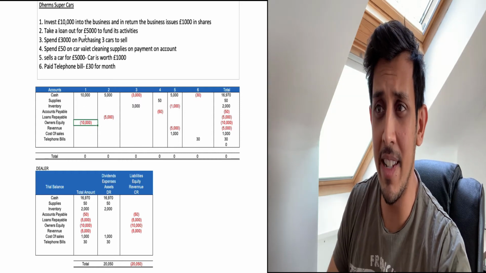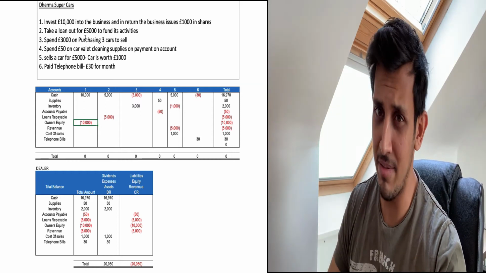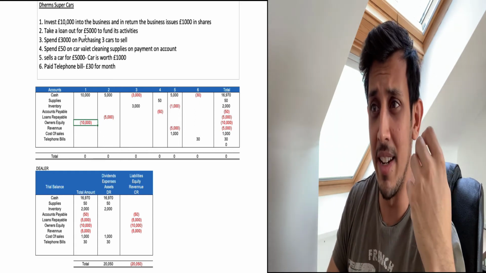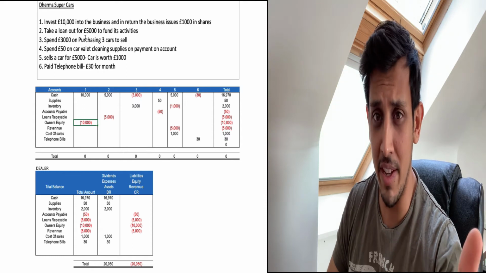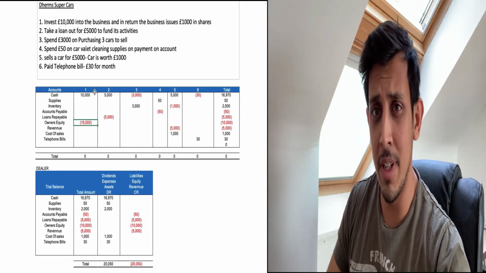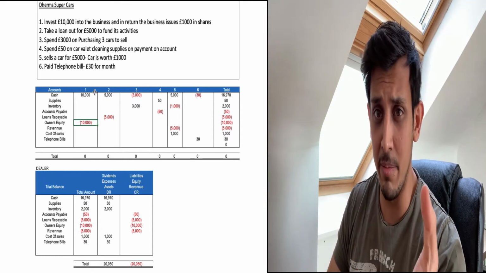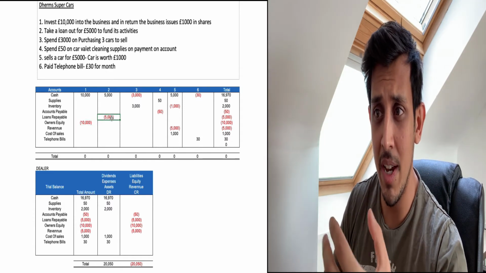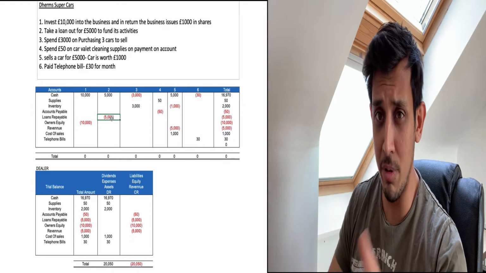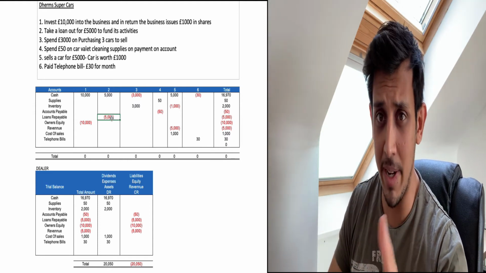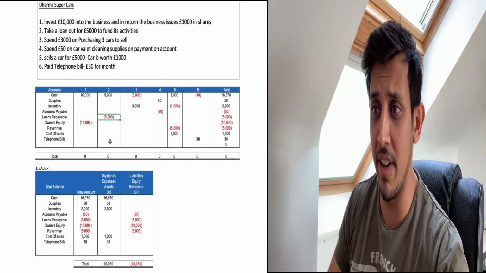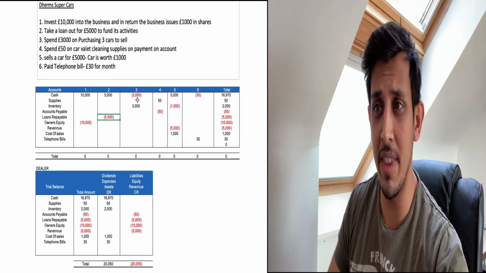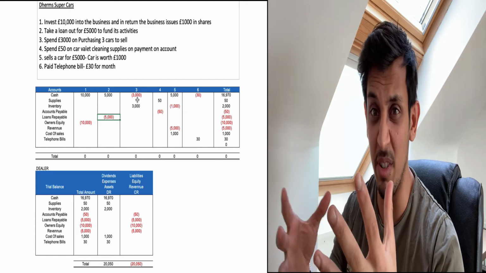Now I then take out a loan because I need it for a buffer and liquidity, and I'm going to take it out for £5,000. Now obviously the bank's going to give me £5,000 in cash, so again I'll debit £5,000 in cash, but this time I've got a loan repayable, or a liability that I need to pay back, and that's 5,000, so I credit 5,000.